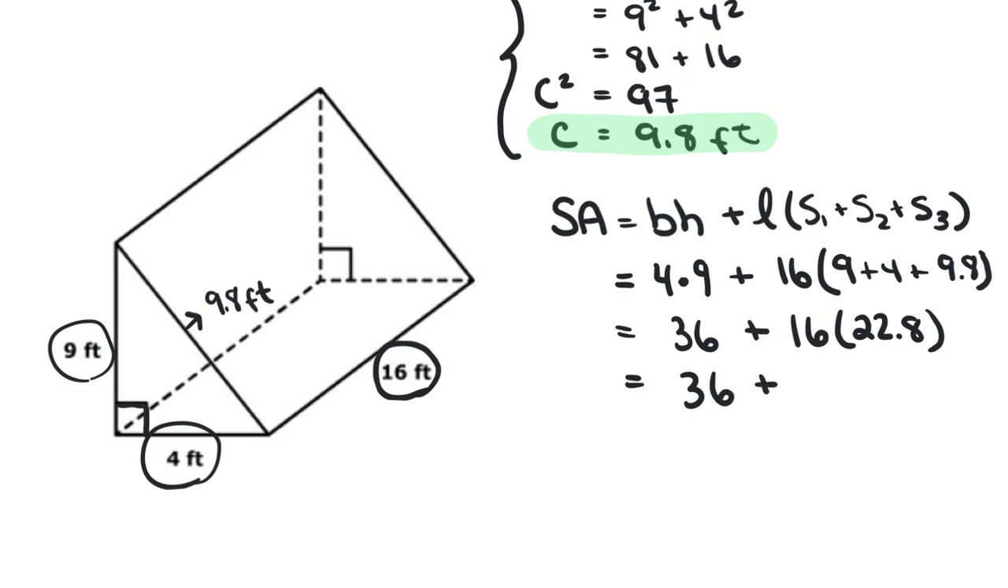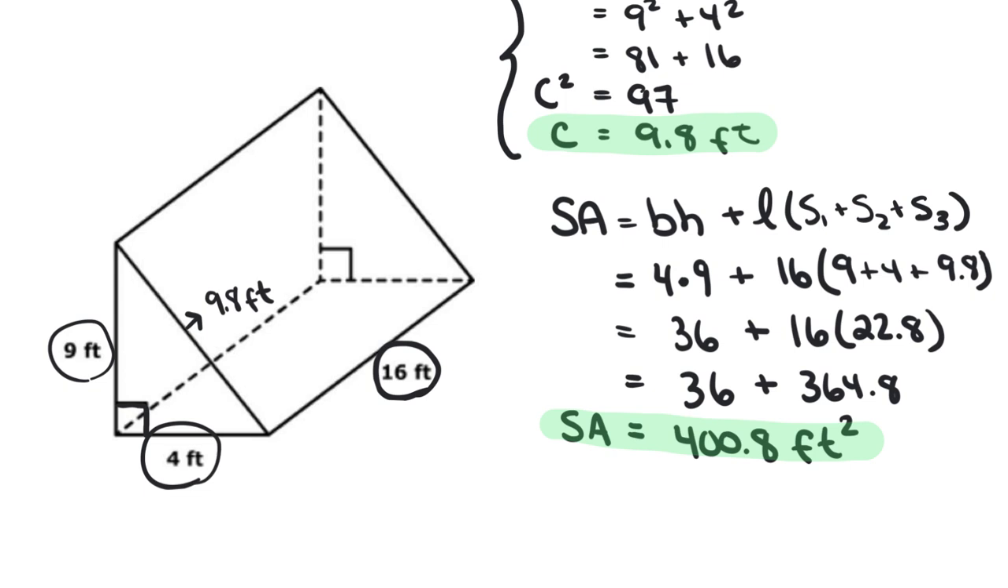which gives us 364.8. And our last step for the total surface area will be to add both of those terms together. For a total surface area of 400.8, and remember we're talking area, so square feet. Then you can just highlight your answer so that we make sure that it's easy to see. And that's it for now. You can move on to practice.